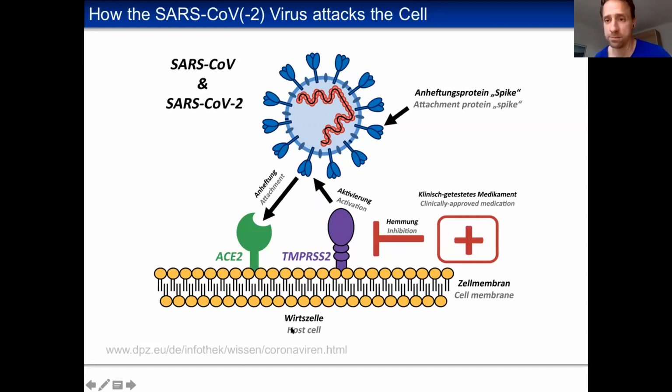I hope you can see. Can you see my mouse? Yes, yes. Okay, good. Just checking. Enters the host cell here via some ACE2 receptor.